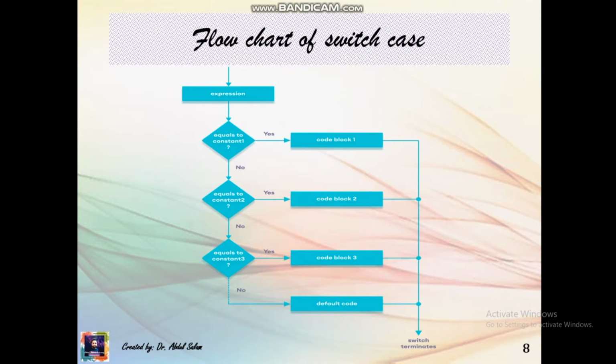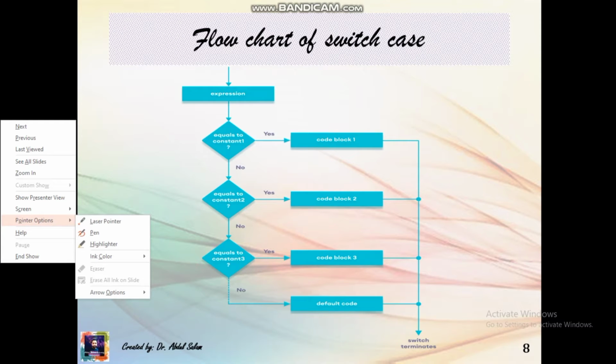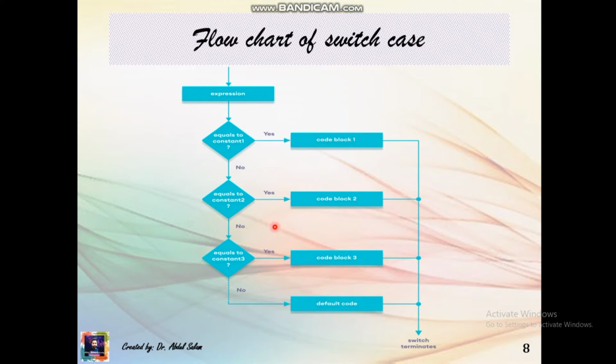The flowchart of switch case. Expression equal to constant 1, equal to constant 2, equal to constant 3. If the expression equals constant 1, then code block 1 will be executed. If the expression equals constant 2, then code block 2 will be executed. And if the expression equals constant 3, code block 3 will be executed. Otherwise, if none match, it will check all three conditions and go to the default code, and the switch will terminate at the end.